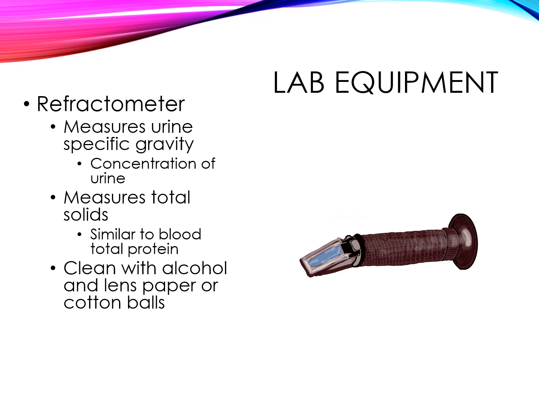We use it to measure the specific gravity of the urinalysis. When you're using a refractometer, it should always be calibrated with distilled water. You do this by placing a drop of distilled water on there, and it should read a specific gravity of 1. And if it does not, it actually comes with this little tool.